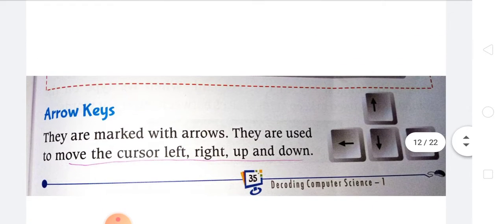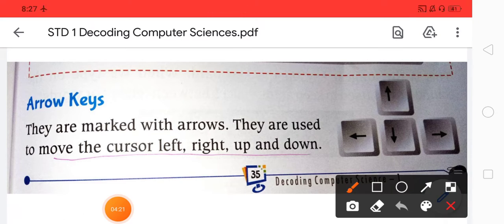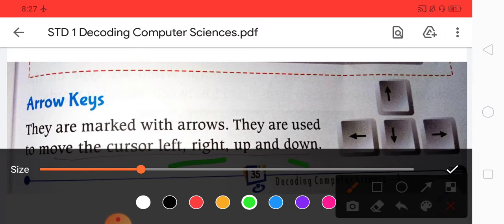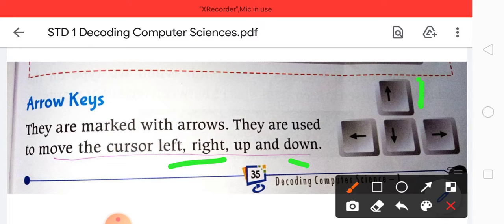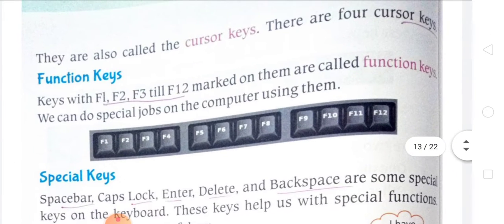Okay students, so first of all you see these are the arrow keys. They are marked with arrows: left, right, up and down. So here you see this one is the cursor key which helps us to go up, this one helps us to go left, this one helps us to go right, and this one helps us to go down.